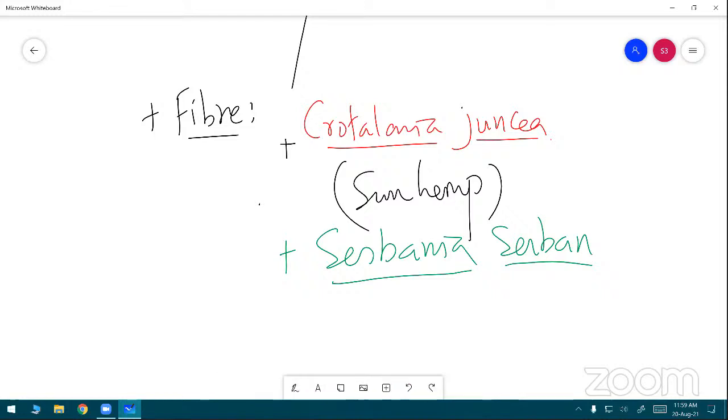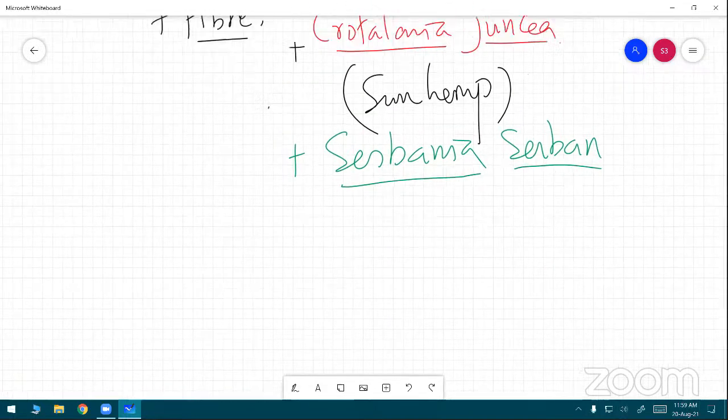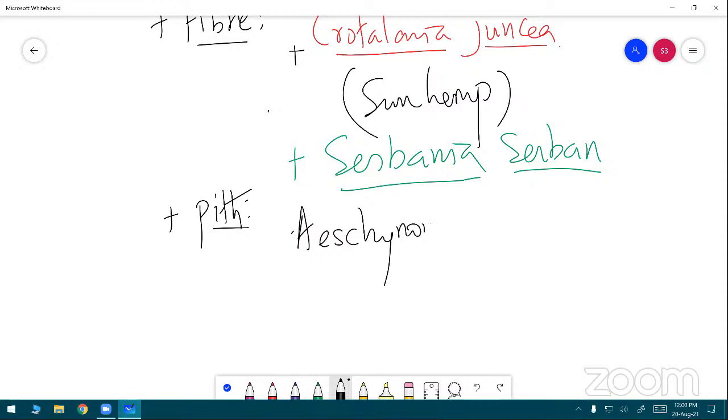Okay, one more variety, that is the pith plant. Already we have discussed it in general characters. Yes, students, could you remember what we discussed under habit? In habit itself we discussed the pith yielding plant, right? Which of the following plants is a pith plant? Could you guess? Yes. Can you guess, ma'am? Aeschynomene aspera.